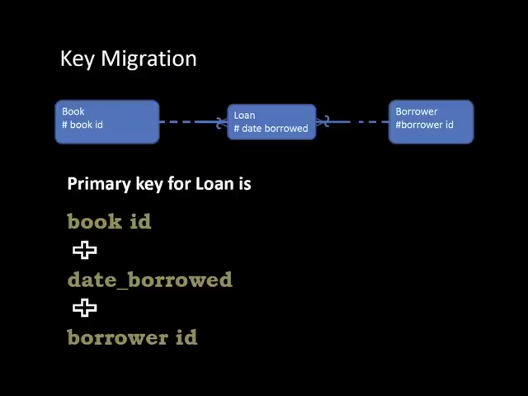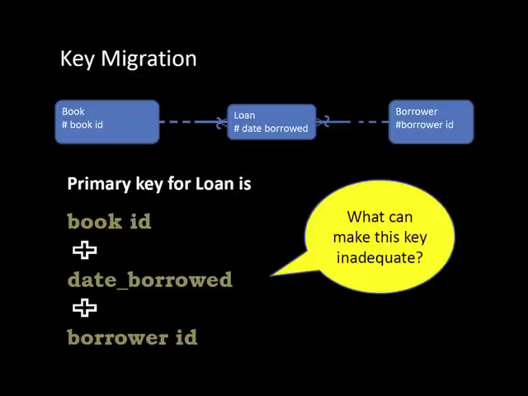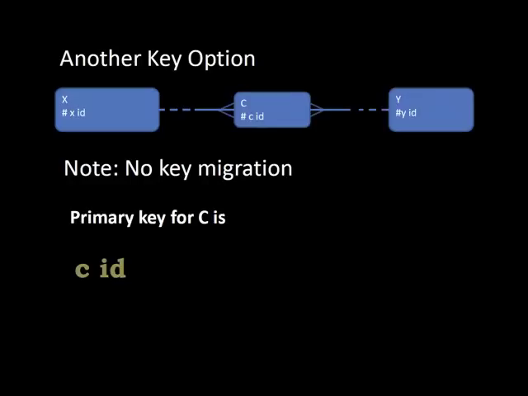Okay, so this is another example of key migration. So we saw that. What can make this inadequate? Well, if in one day the person borrows many times, then there's a problem.